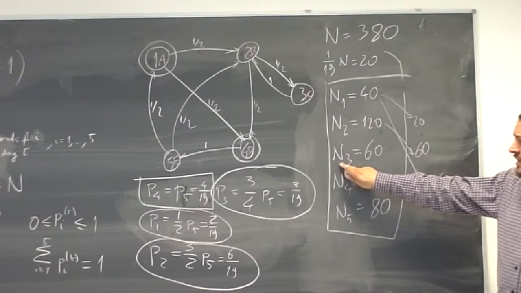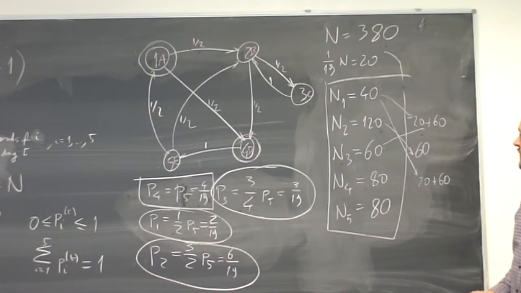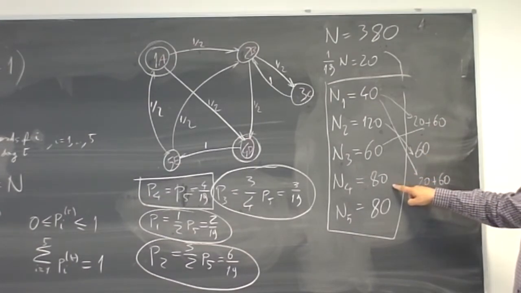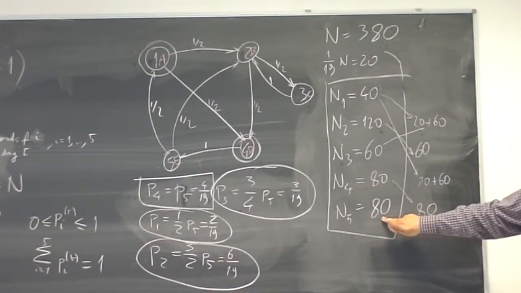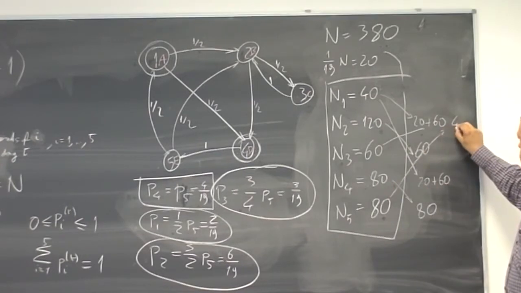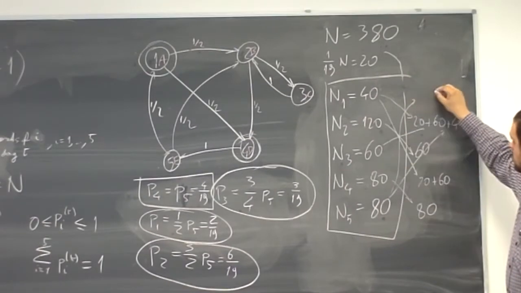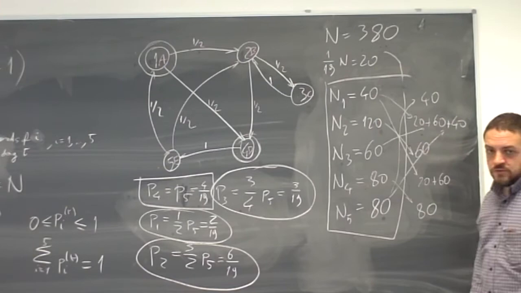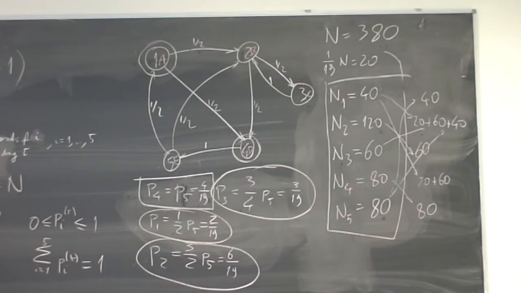The 3rd player would give all of his cards to the 2nd player. The 4th player would give all of his cards to the 5th player, and the 5th player would give half of his cards to the 2nd player and half to the 1st player. Okay, so after you add the numbers up, you find that the numbers are exactly the same as before. Okay, so this is actually a stable solution.